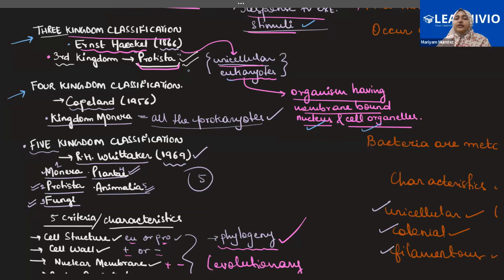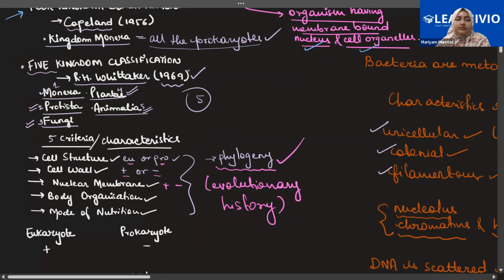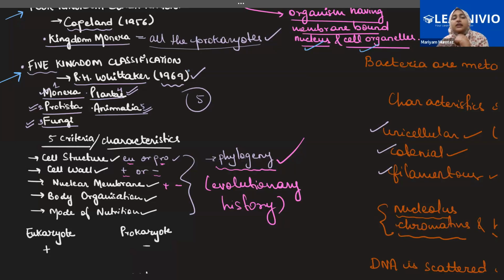Now, after the four kingdom classification came the five kingdom classification, and this is the most accepted classification, given by R.H. Whittaker in the year 1969. In this, there are the kingdom Monera, then Protista, kingdom Fungi, Plantae, and Animalia. Total five kingdoms are there.